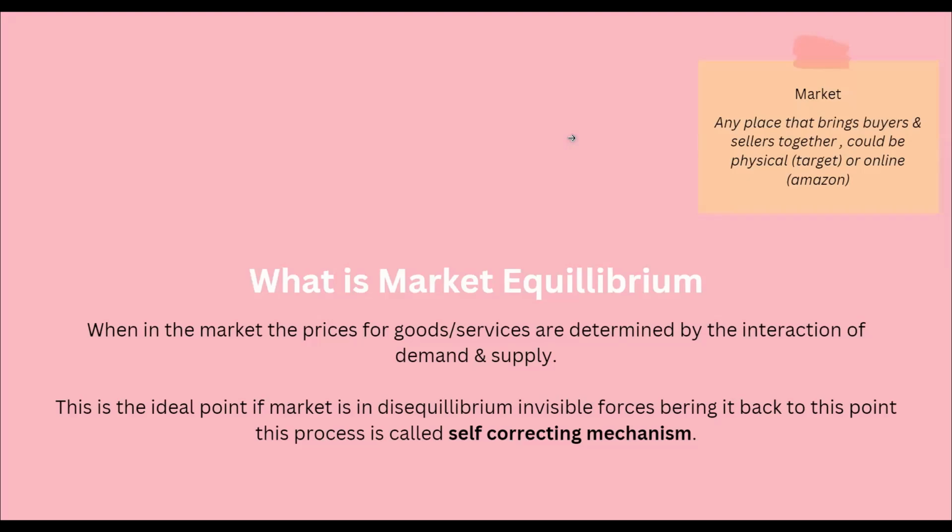The way the prices are set is not by the government or by any authority. It's just based on the demand and supply, where they get equal. And also, this is the ideal point at which a market is supposed to operate. If it goes into disequilibrium, the invisible forces bring it back to the point, which is called the self-correcting mechanism. The invisible forces are basically the demand and supply. They act in a way which is an invisible force which corrects the situation in the market.